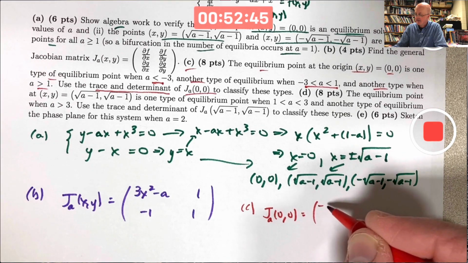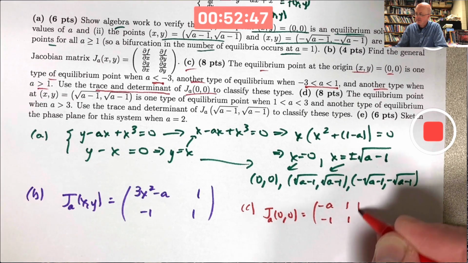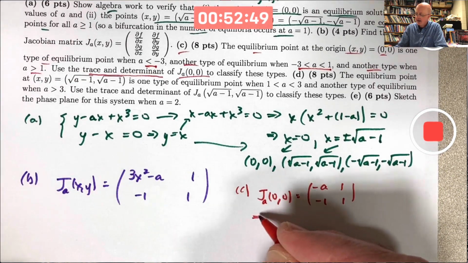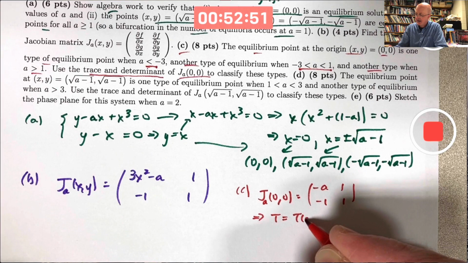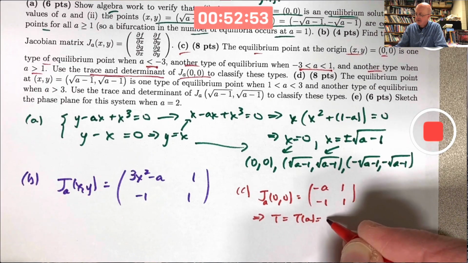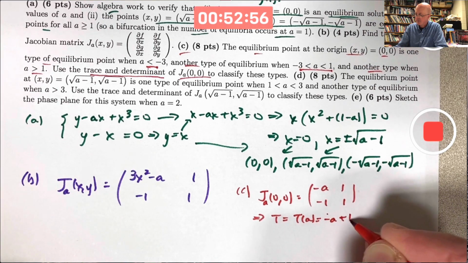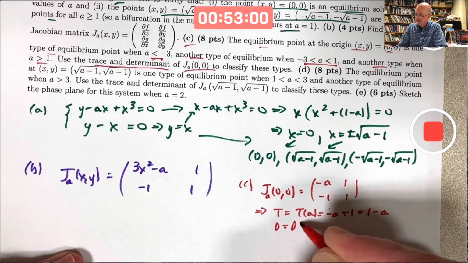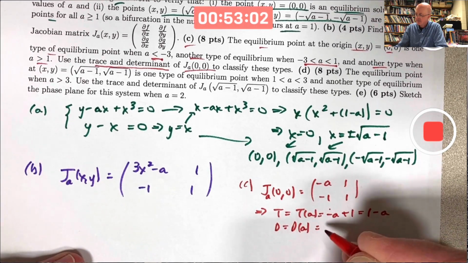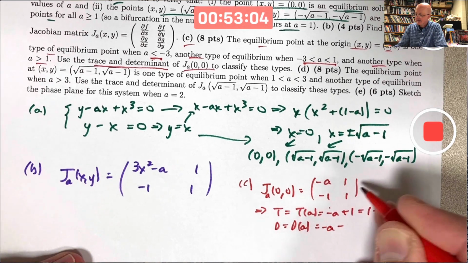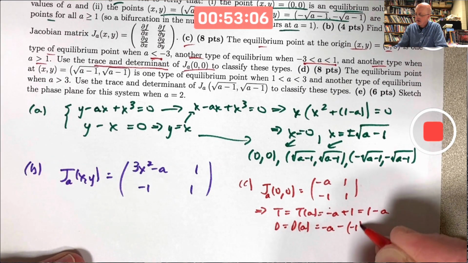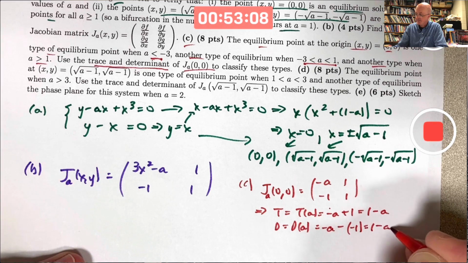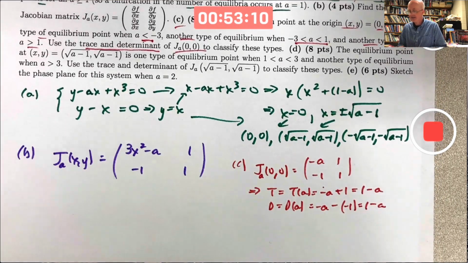I get negative a, 1, negative 1, 1. The trace of that, which depends on a, is the sum of the things on the main diagonal. It's negative a plus 1, or if you prefer 1 minus a. And the determinant, which also depends on a, is negative a times 1 minus 1 times negative 1, which is 1 minus a. It gives me the same thing. Okay, they happen to be the same thing here. That was not guaranteed to happen, but it did happen here.